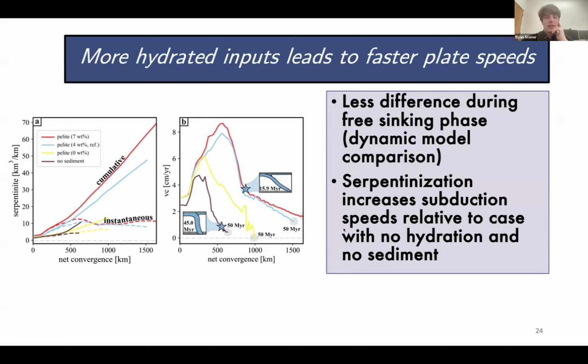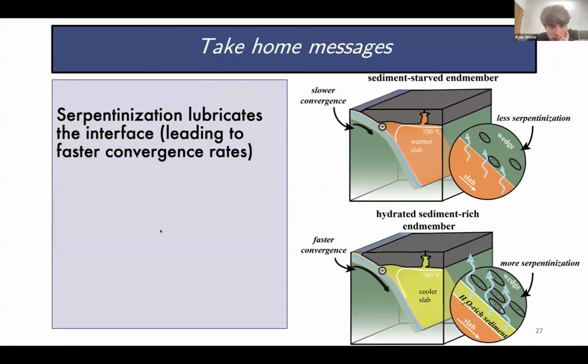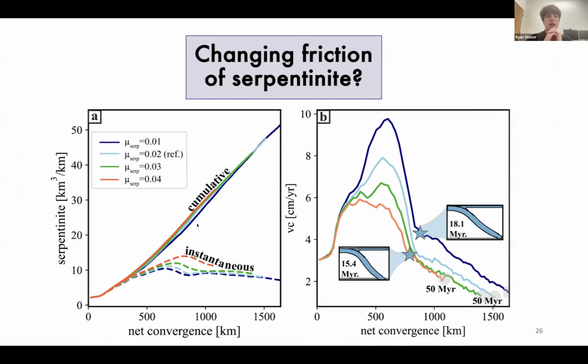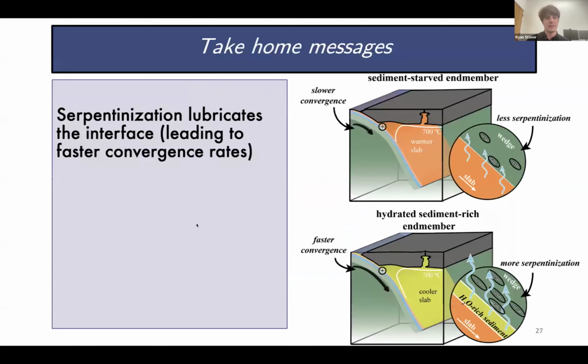So we also did things such as changing the friction of serpentinite to test this effect, how much it changes things. My mouse is being very sticky. Okay, so we changed that, and then that changes the convergence rates as well. So this effect is modulated based on how weak the serpentinite is, unsurprisingly. So further work from experimentalists on serpentinite rheology will definitely help clarify the magnitude of this effect.